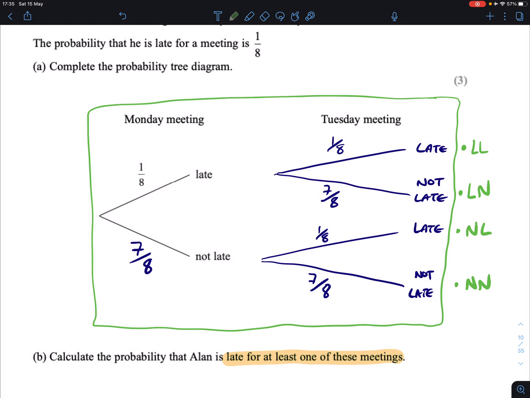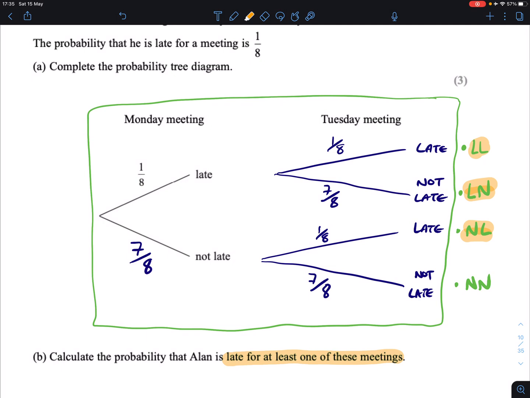Now, based on what it's saying there, late for at least one of these meetings, that basically means that we're looking for at least one L appearing. There are two L's in the first one, so we definitely have that. There is at least one L there, and there's at least one L there. So we care about all 3 of those possibilities.